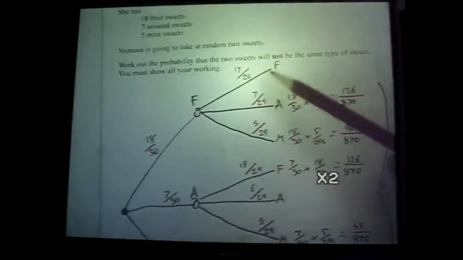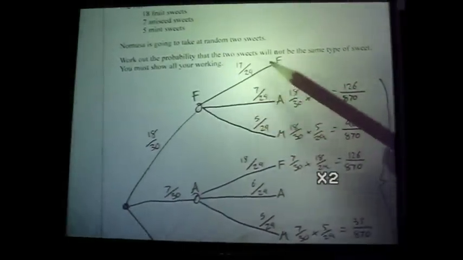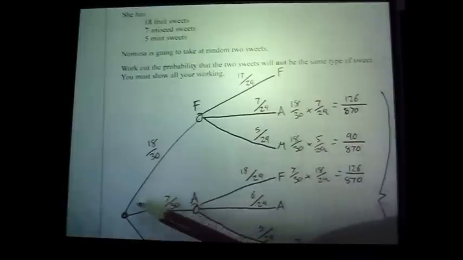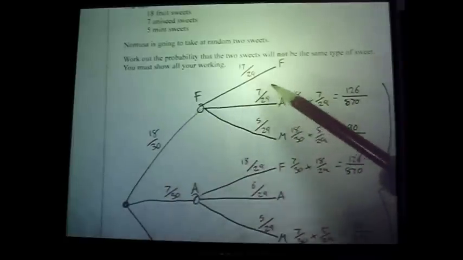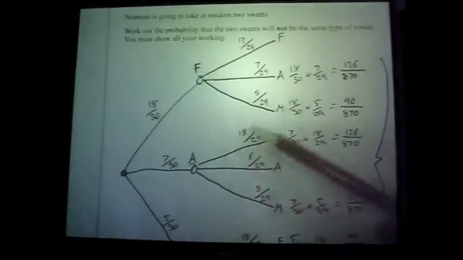She's going to take another sweet. And if she takes another sweet out, the probabilities are going to change, because there's no longer 30 in there, there's only 29 in there. So if she takes a fruit one first, that means there's only 17 fruit ones left. If she takes the fruit one first, there's still 7 of the aniseed ones, and there's still 5 of the mint ones. And you've got to apply that same principle to that bit and that bit.